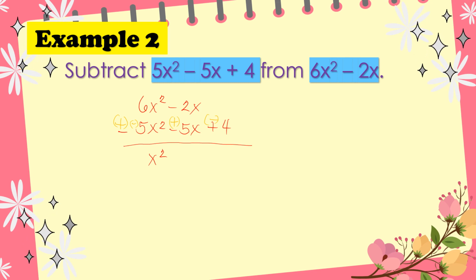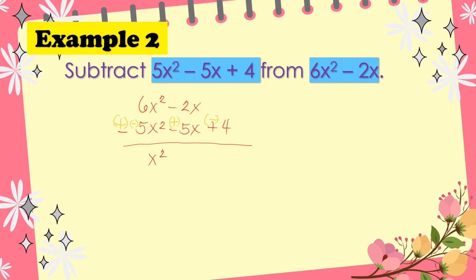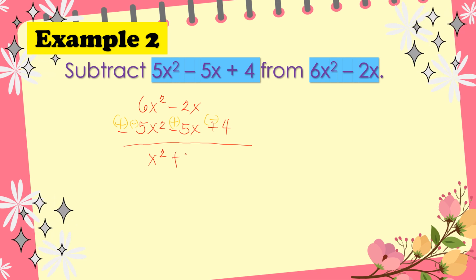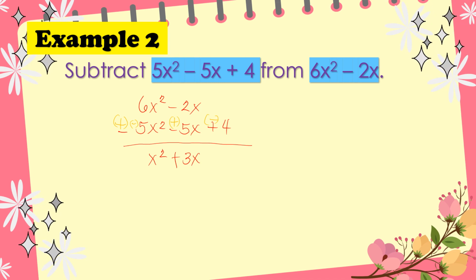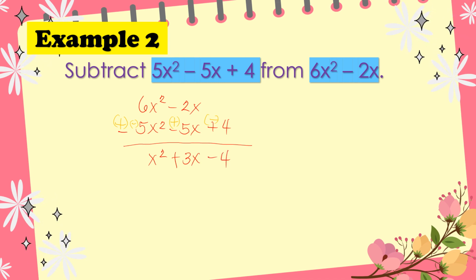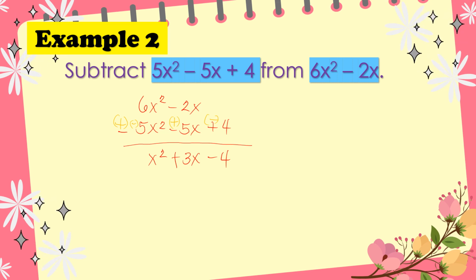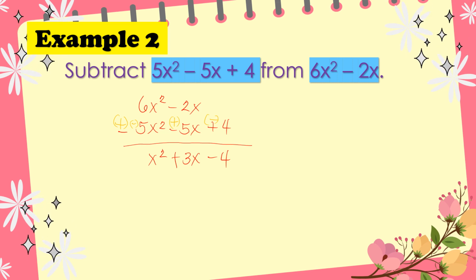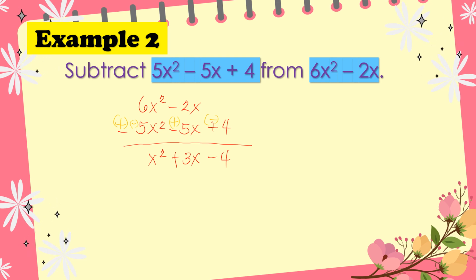And negative 2x plus positive 5x. The answer is positive 3x. And then, bring down na lang natin si negative 4. So, when you subtract 5x squared minus 5x plus 4 from 6x squared minus 2x, the answer is x squared plus 3x minus 4.